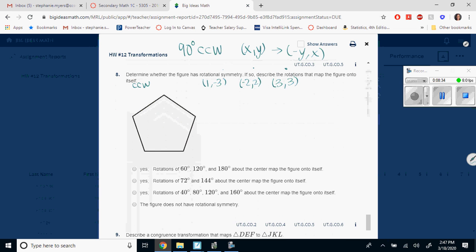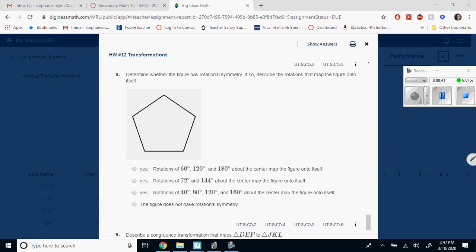Okay, let's talk about this one as well. Let me get rid of this writing. Okay, number 8 says determine whether the figure has rotational symmetry. So can you turn the shape and make it land on top of itself so it looks the same? And it does. I can take this point and rotate it to right here, and the shape will look the exact same.